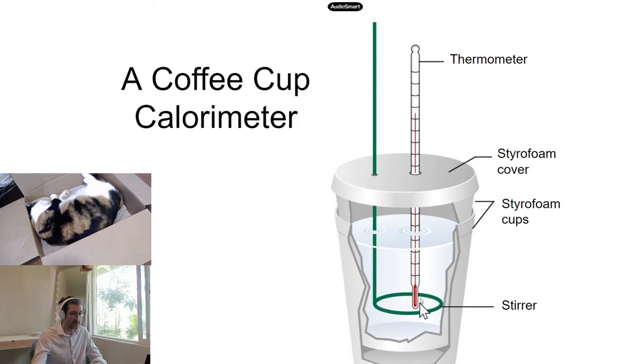There's a stirring device so that you get complete reaction or dissolution. There's a thermometer in our water. We know the volume or the mass of the water, and you put a styrofoam cover on it, just kind of any cover. We just want to isolate the liquid inside from heat transfer from the outside.